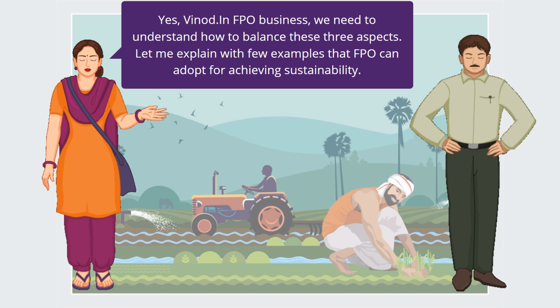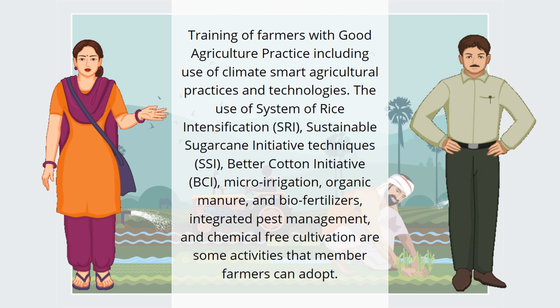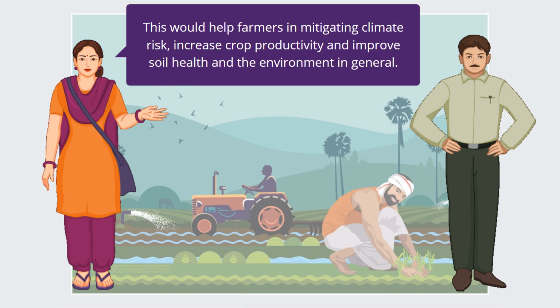Let us explain with a few examples that FPO can adopt for achieving sustainability. Training of farmers with good agriculture practice, including use of climate smart agricultural practices and technologies. The use of System of Rice Intensification SRI, Sustainable Sugarcane Initiative Techniques SSI, Better Cotton Initiative BCI, Micro Irrigation, Organic Manure, and Biofertilizers, Integrated Pest Management, and Chemical Free Cultivation are some activities that member farmers can adopt. This would help farmers in mitigating climate risk, increase crop productivity, and improve soil health and the environment in general.